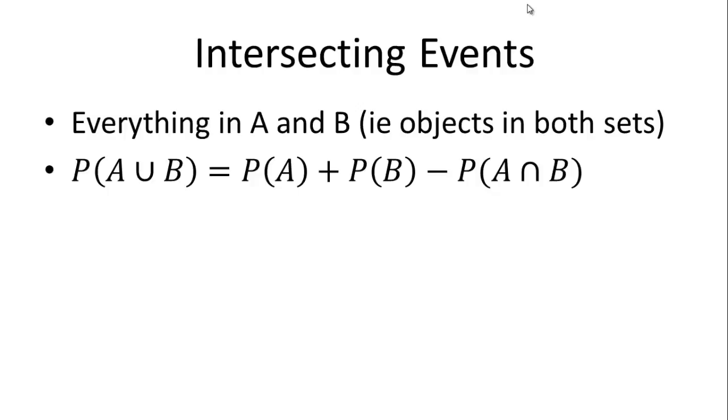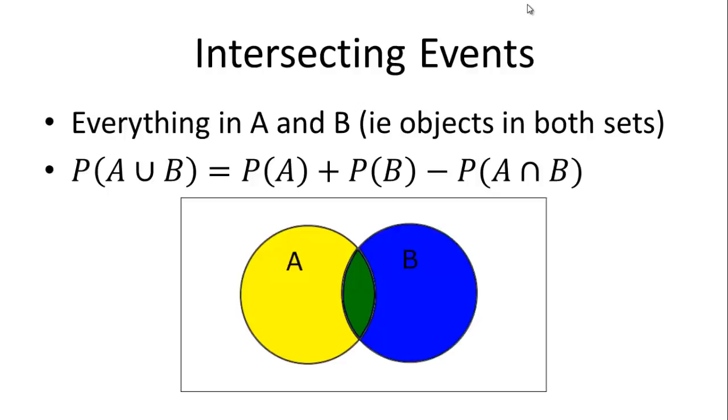Intersecting events: there is some overlap. So it's everything that's in A and everything that's in B. You notice in that equation, you've got minus the probability of A intersection B. That's because we don't want to double count. So we start with the yellow bit, everything that's in circle A, add the blue bit, everything that's in circle B, but we subtract that bit in the middle, the intersection of the two sets A and B. Otherwise we would have double counted that. We've already counted it twice, so we have to get rid of it once. Then we have the probability of A union B. And that's it for this video.